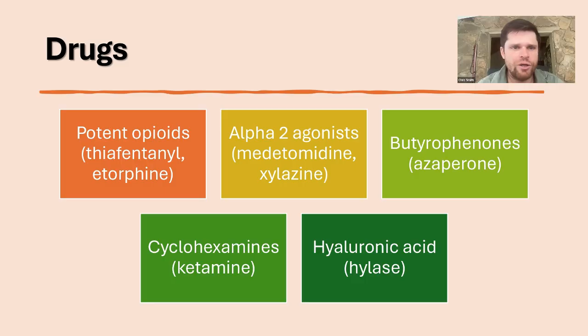All right, so just a very quick summary of the drugs that we can use. I know you guys have all done your pharmacology, so you should hopefully know some of these drugs. But the potent opioids, the alpha-2 agonists, your butyrophenones, cyclohexamines, and the last one, hyaluronidase, or Hyalase. Some of you might not have heard about that one. That's just a drug that we add to the combinations above that decreases our induction time, so it makes our immobilization time a little bit quicker.